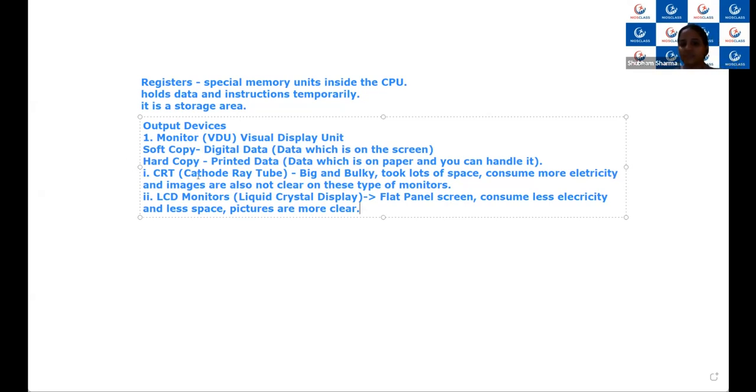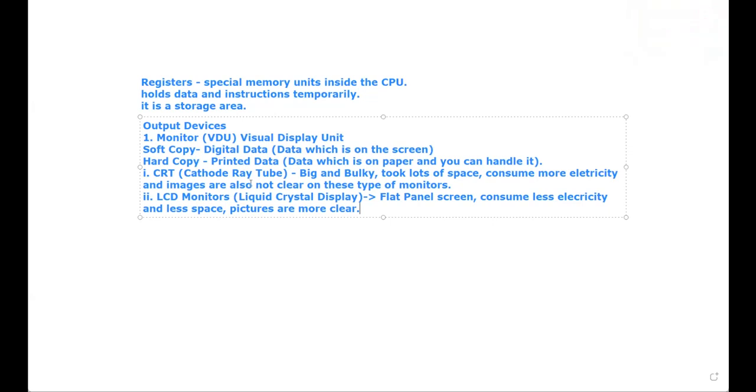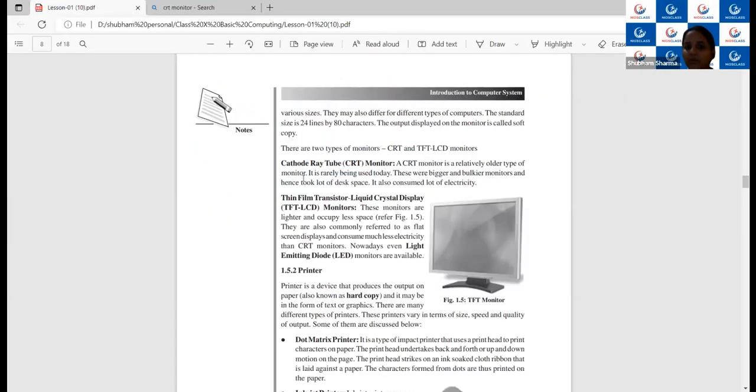Guys, is this visible to you or should I increase the font size? Yes, ma'am, it is visible. Okay, fine.